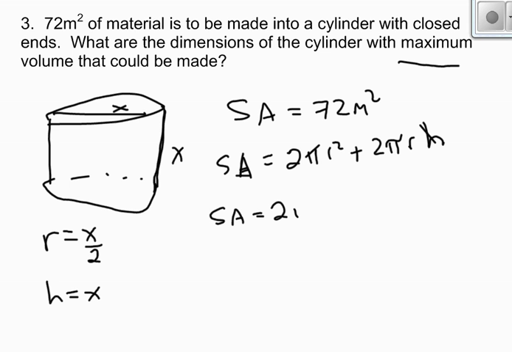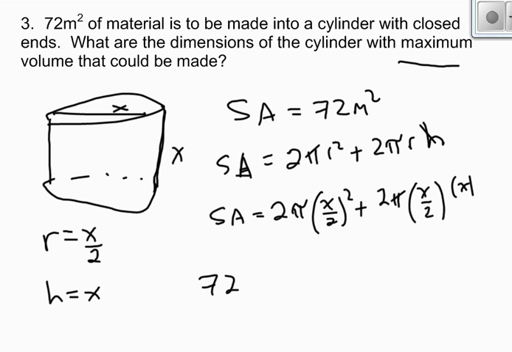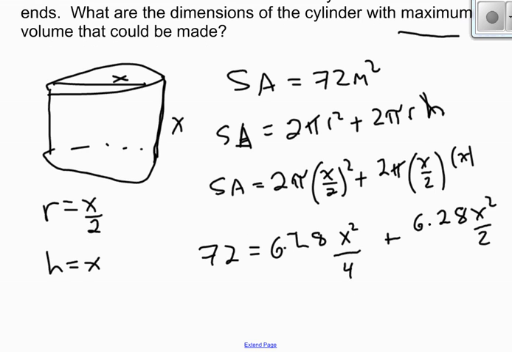So those are the values we're going to sub in. So 2 pi radius squared plus 2 pi radius times height. So let's do as much math as we can. So 72 equals 6.28 times x squared divided by 4 plus 6.28 times x squared divided by 2. So let's keep going.